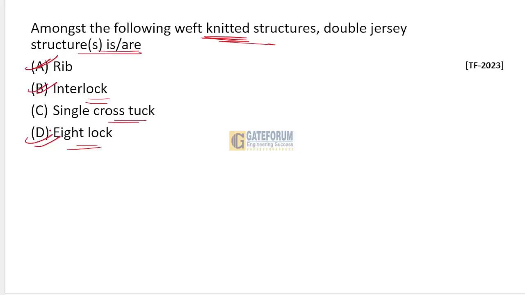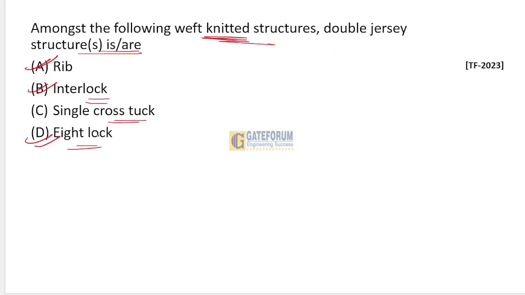Rib structure is formed by alternating knit and purl stitches in a single course, whereas interlock is formed by interlocking of 2 sets of stitches that are knitted in the same course. What are these? Courses and wales. If you have read about warp and weft, in case of knitting these are courses and wales. And the 8 lock structure, which is also a double faced interlock, is formed by interlocking of 2 sets of stitches that are further knitted in opposite courses, creating a double faced fabric. So this is also a type of double jersey structure.